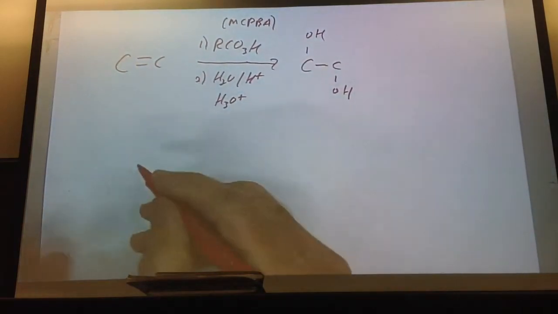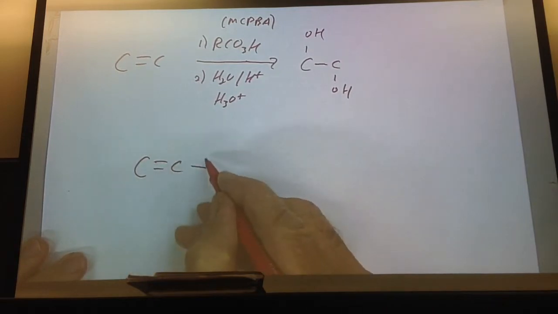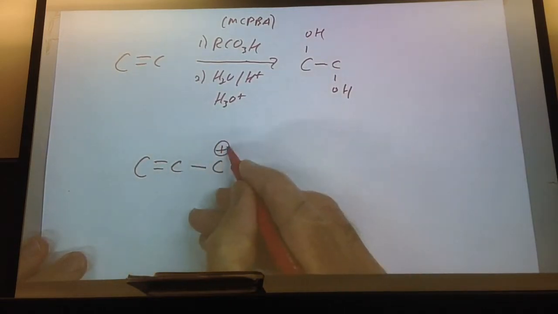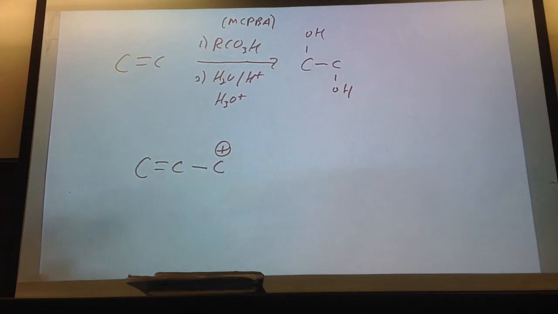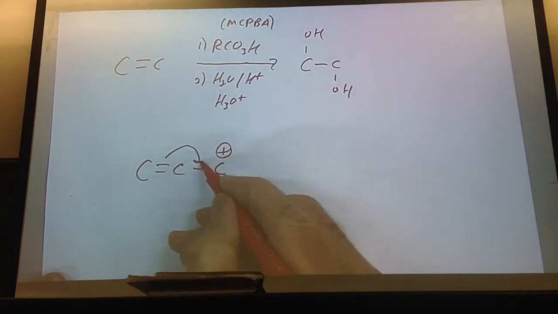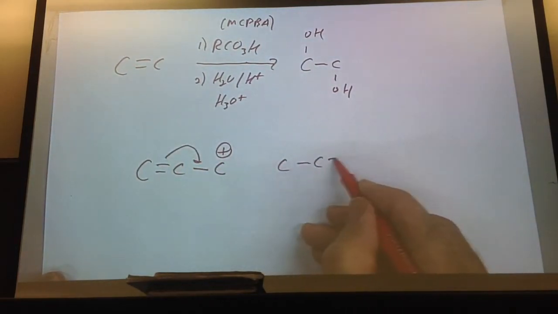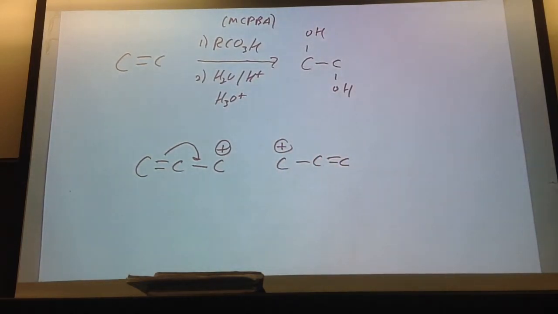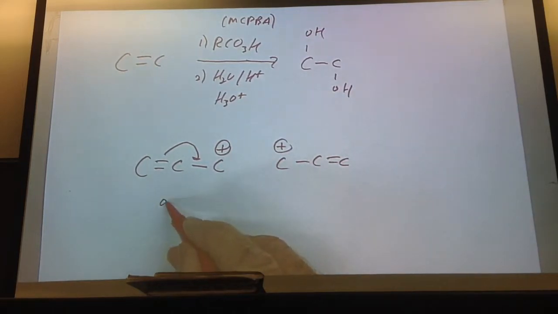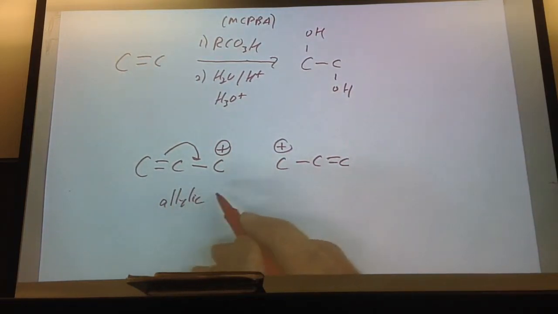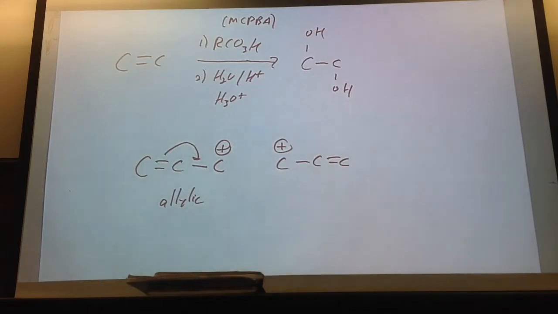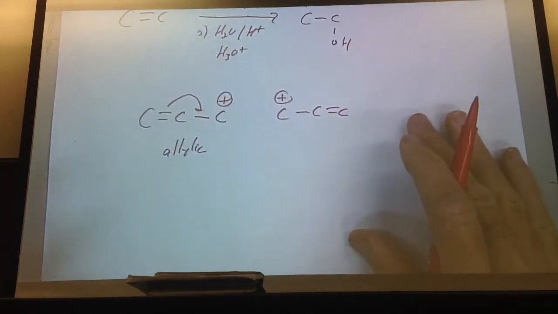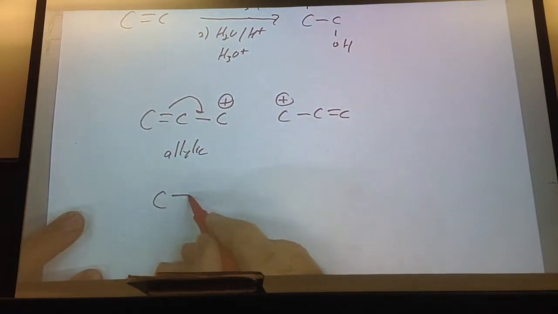But if you had something like this, this is a very, very stable carbocation because you can flip this pair of electrons over here and move that positive charge around. It doesn't just have to sit on one carbon, see? So these are called allylic. This is an allylic carbocation, very, very stable, very easy to form, okay, because it's stabilized by resonance. So can you draw the resonance form for this?